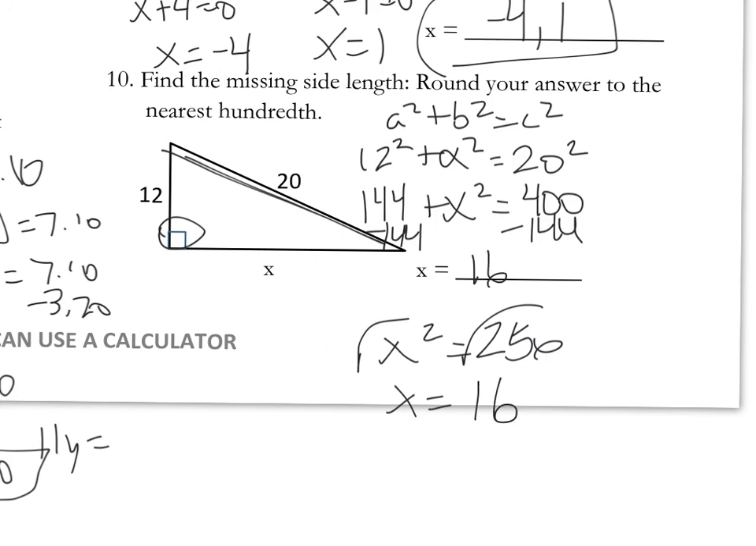Now if this was an equation that just said x squared equals 256 and you square root both sides, you should get two answers. But because this represents a side length, we only deal with the positive answer, which is positive 16.